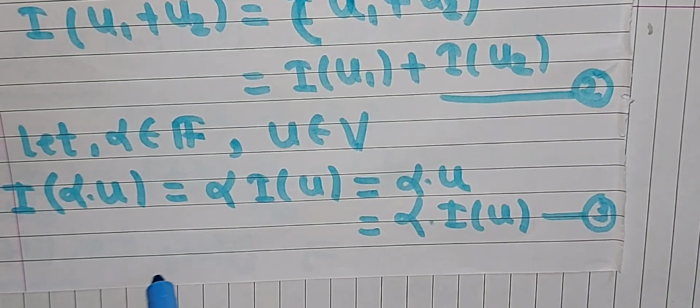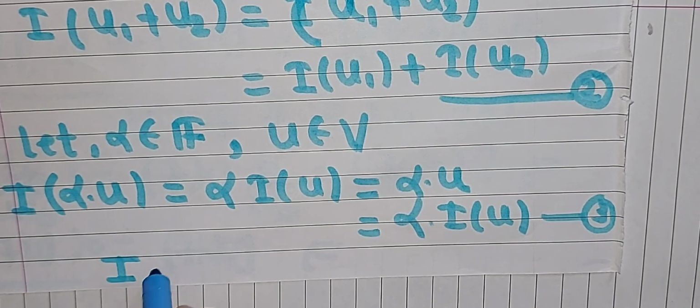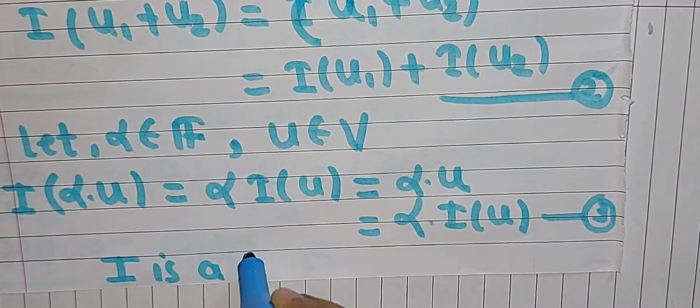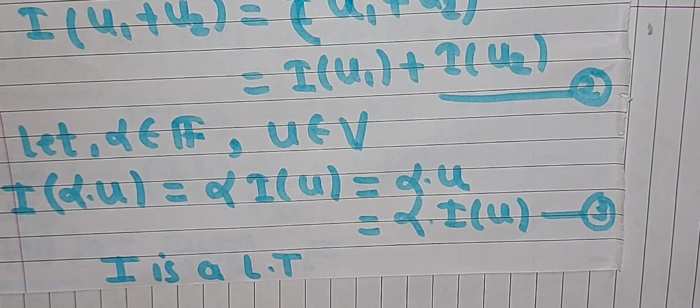So with the help of equation number 2 and 3, we can directly say that my identity operator I is a linear transformation, or a homomorphism.